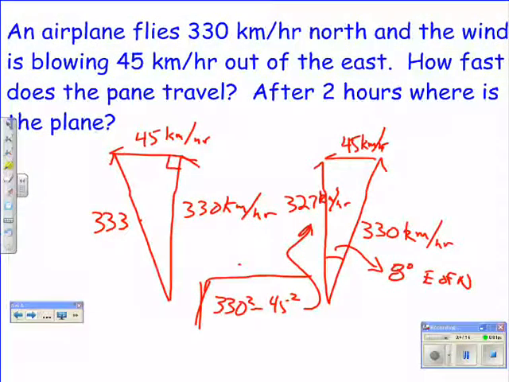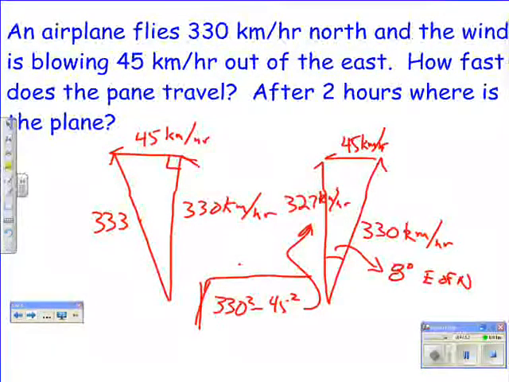Now, you're an airplane pilot again. You've got your 2 hours worth of fuel. Your destination is 660 kilometers north. How's your flight end this time? After 2 hours, where are you? 654 kilometers from where you started. How did I get that?